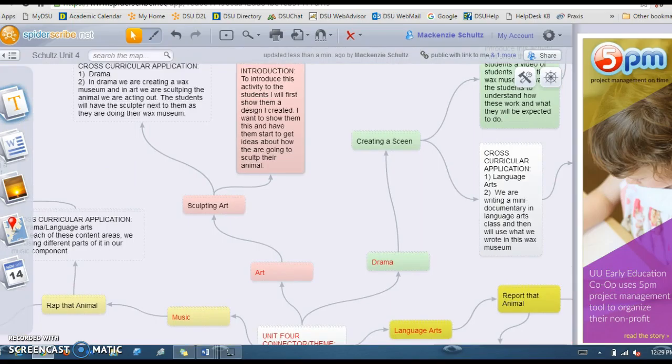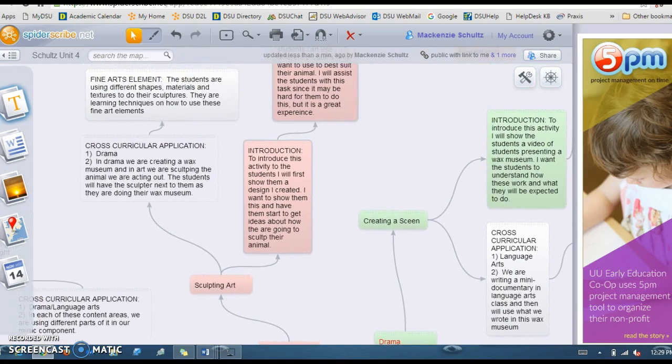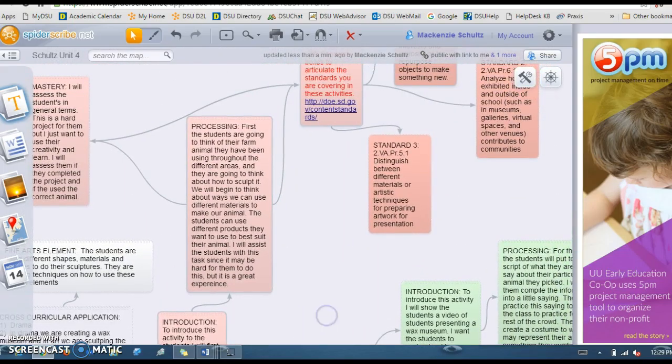So for art, we're sculpting. We're going to do this activity: first, I'm going to show them a design that I created of something. It doesn't have to be an animal; it could be whatever I wanted. I'll show them this and have them start to get an idea of how they're going to sculpt their animal.